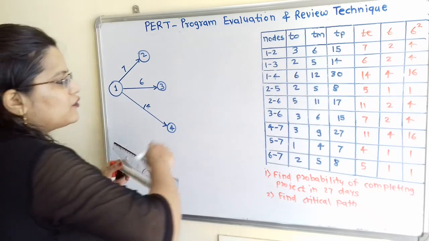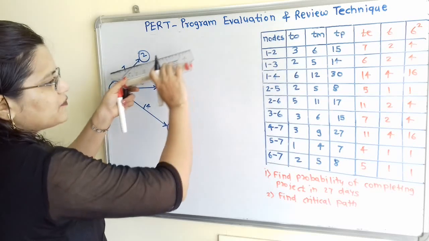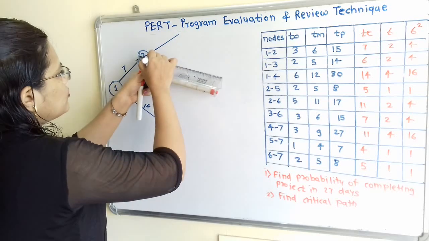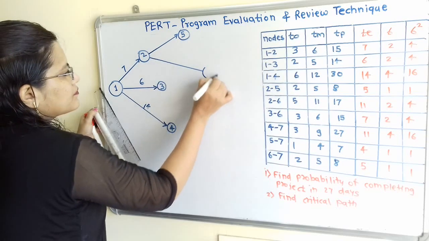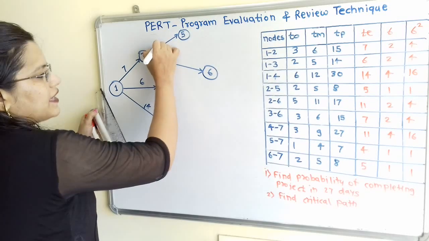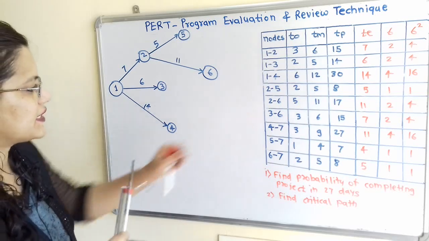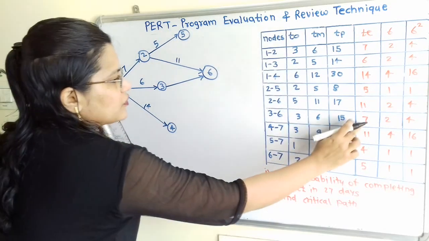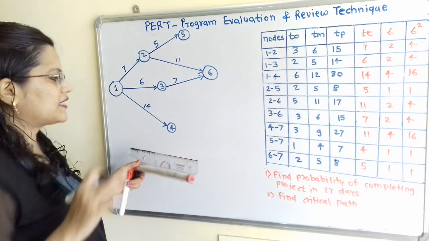Now we will move next, then 2 to 5 and 2 to 6. So we will write here again two branches for 2 to 5 and 2 to 6. For this 2 to 5 it is 5 days expected time and 2 to 6 it is 11. Then next one 3 to 6. So we will join here 3 and 6. So for 3 to 6 duration is 7 days. Then 4 to 7 and 5 to 7.